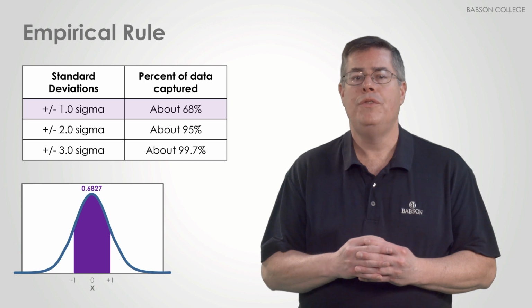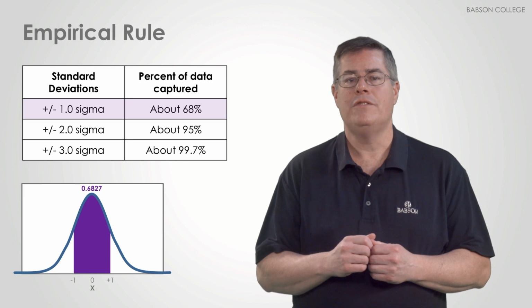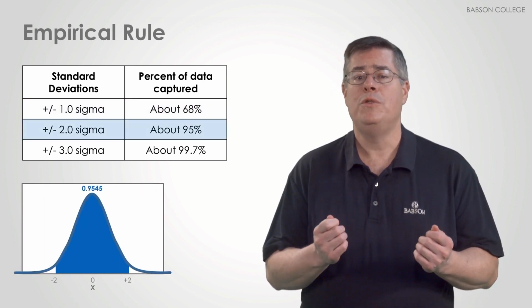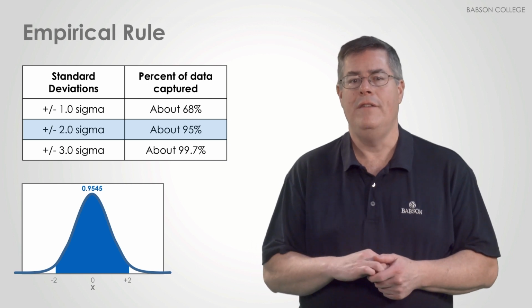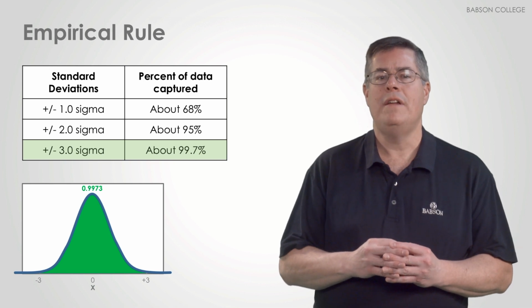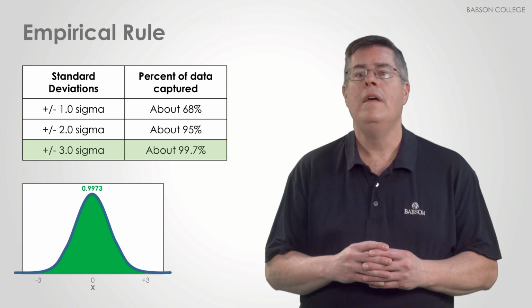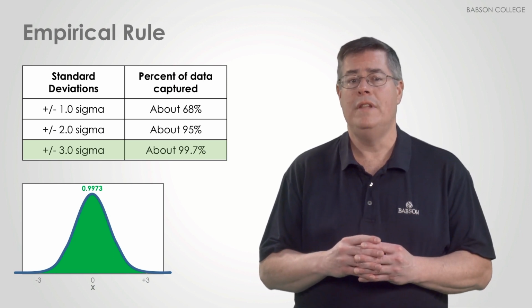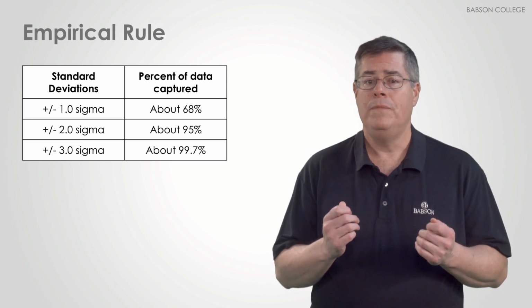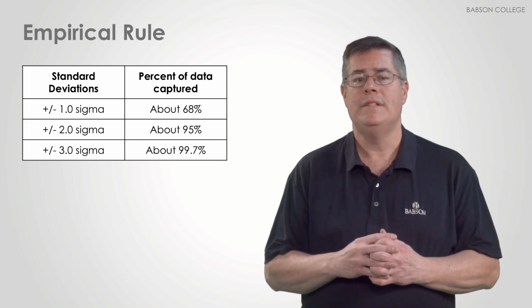First, over 2/3 of the data fall between plus and minus 1 standard deviation from the mean. Second, over 95% of the data fall between plus and minus 2 standard deviations from the mean. Third, over 99.7% of the data fall between plus and minus 3 standard deviations from the mean in a normally distributed data set. Keeping these benchmarks in mind will be helpful as we explore how to use the normal distribution in a practical business setting.